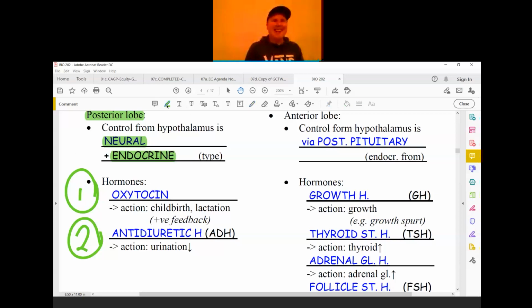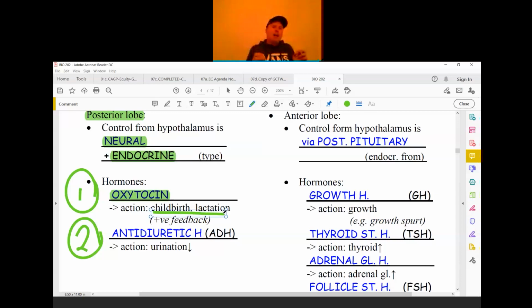So let's start with oxytocin. Oxytocin is a hormone that plays a role in childbirth, so during the delivery of the baby at the end of the pregnancy. Another time when we see oxytocin levels rise is when milk is produced and released from the mammary gland. So both of those are actions of oxytocin.